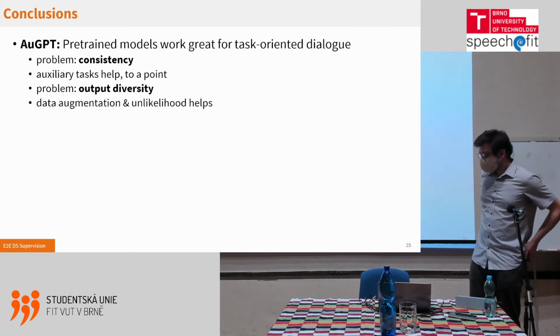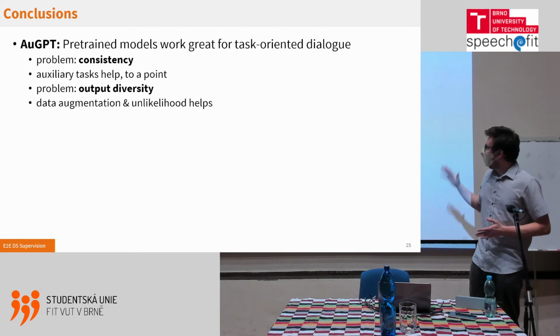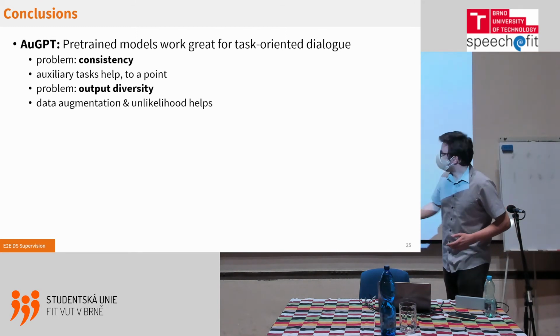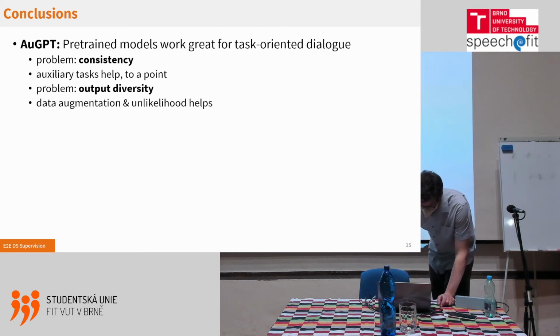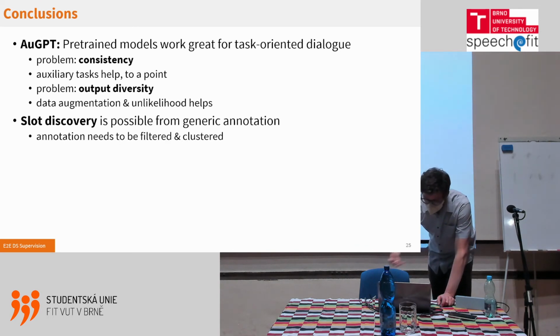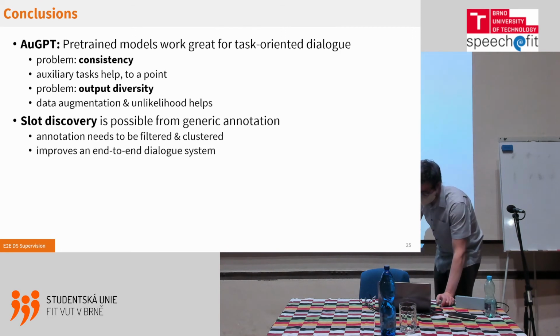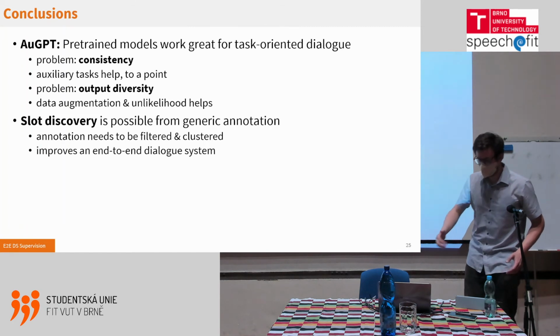And the same with the output diversity. If you just use GPT-2, it would be relatively bad. If you add the augmentation and the unlikelihood and sampling, it's better, but still not matching humans. Second part, it is possible to get relevant dialogue attributes from some generic annotation, but it needs to be filtered, and you can actually improve end-to-end dialogue systems using this kind of annotation.